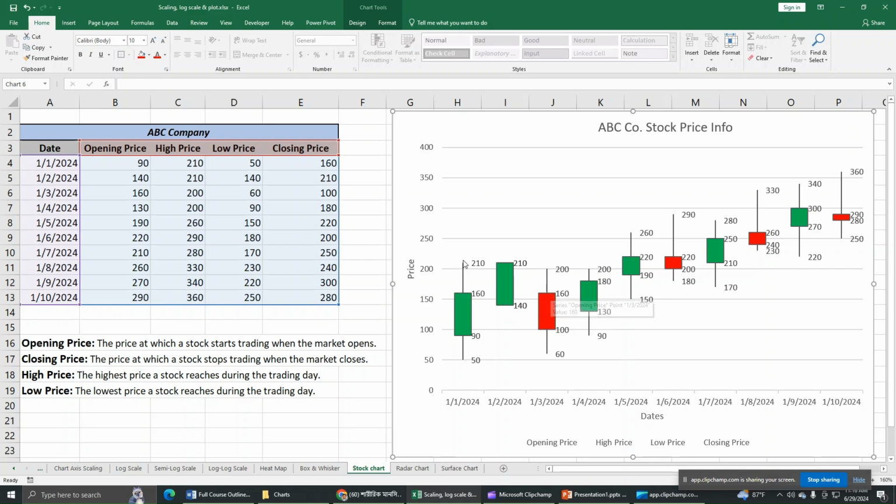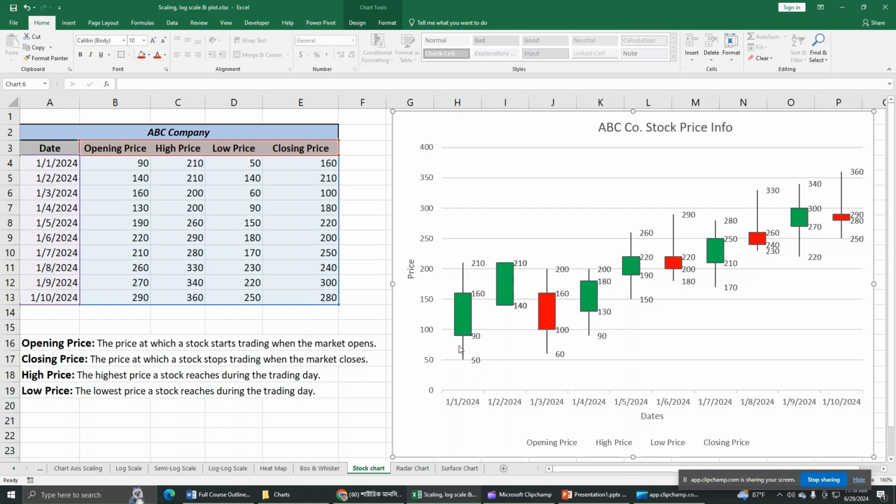Now what about these whiskers? High price means the highest price a stock reaches during that trading day, and low price means the lowest price a stock reaches during the trading day. That is, in any particular day, if a stock reaches a certain point but closes lower, in that case the highest point will be high price and the lowest point will be low price.